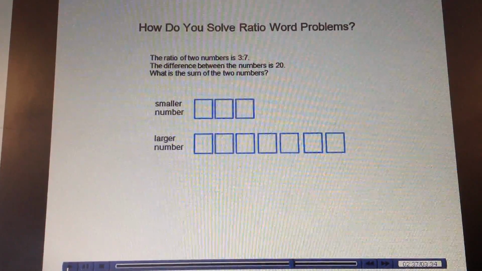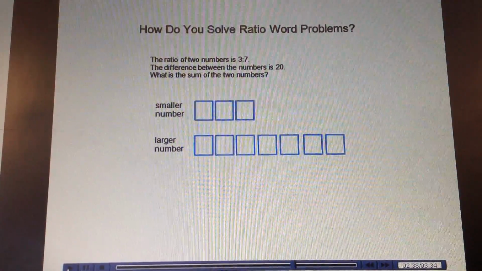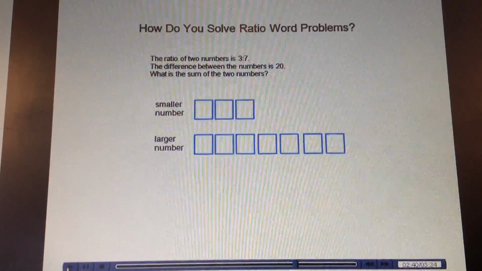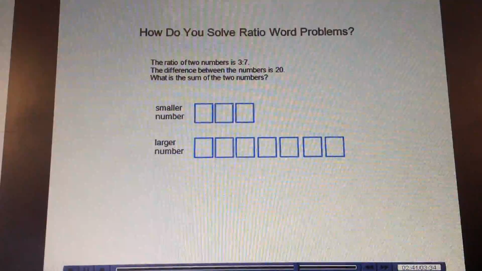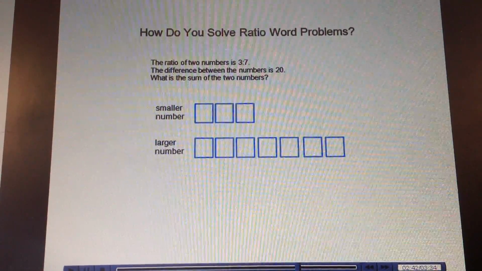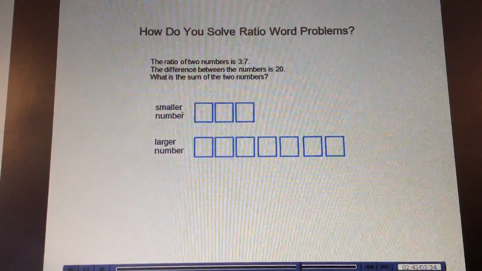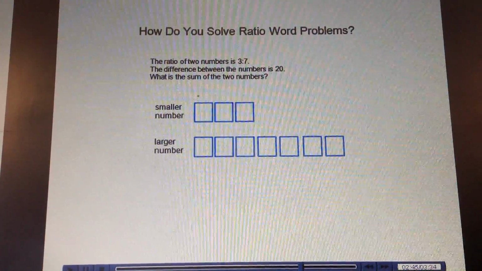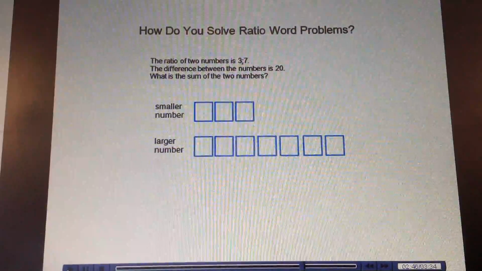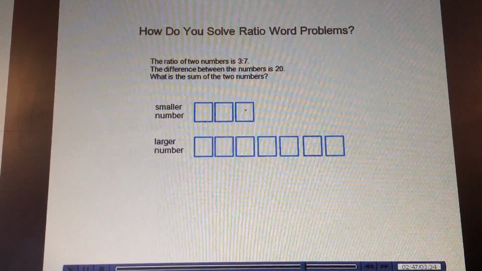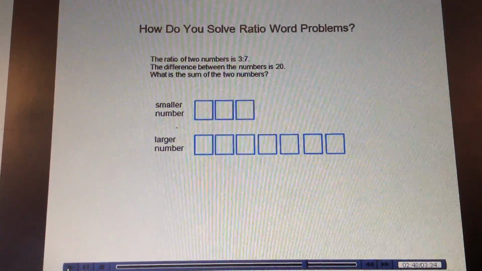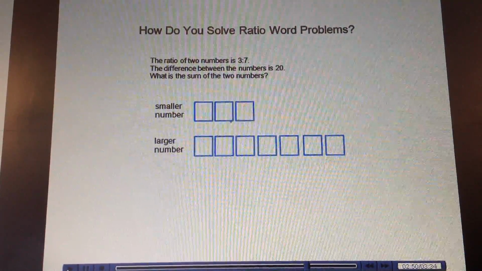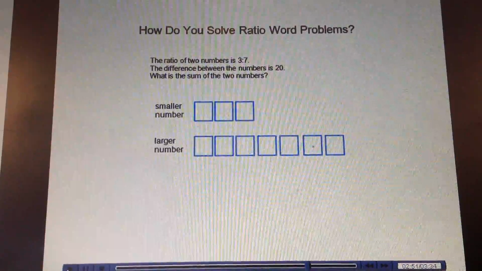The ratio of two numbers is 3 to 7. The difference between the numbers is 20. What is the sum of the two numbers? This time I'm comparing a smaller number to a larger number. The smaller number is represented by the number 3 in the ratio, so I drew 3 boxes. The larger number is represented by the number 7 in the ratio, so I drew 7 boxes.